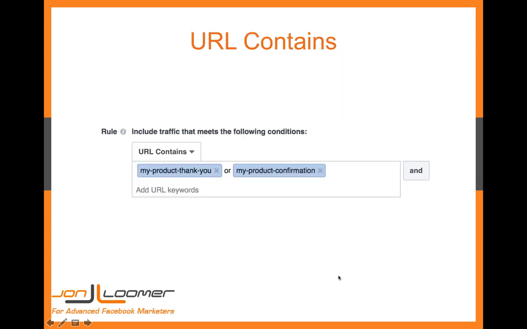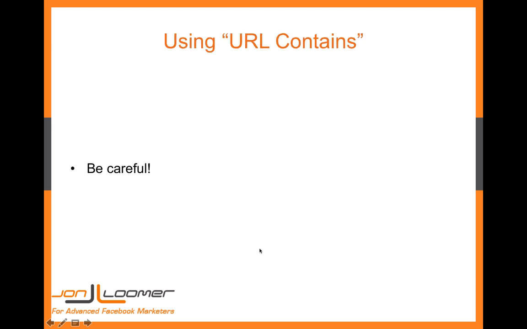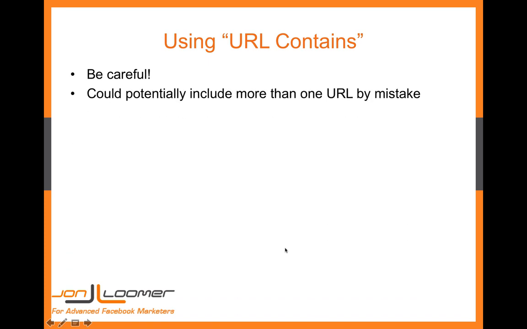But the first option is URL contains, so you can do things like my product thank you or my product confirmation. If there are multiple confirmation pages they may visit to satisfy this rule. So when you use URL contains, though, be careful, okay? Because you could potentially include more than one URL by mistake. And maybe pages that aren't actually confirmation pages. Lots of times people will have inflated numbers and they wonder why, this is one of those reasons.